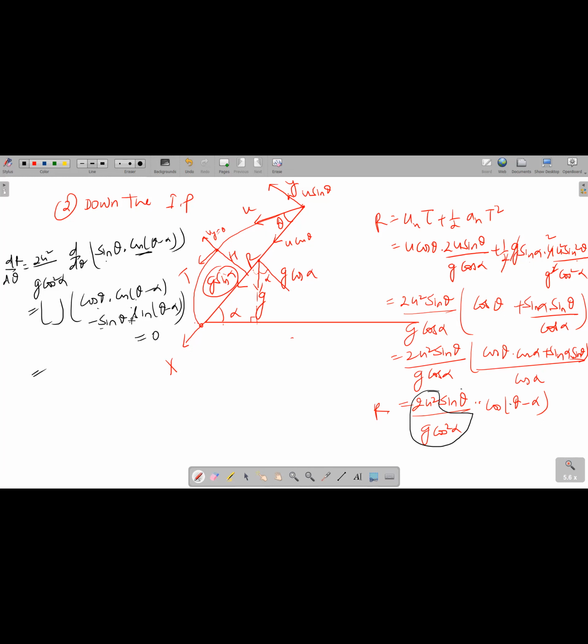cos A cos B minus sin A sin B, that is going to be cos of A plus B. So cos of A plus B is 0. This will become 0 when this angle is going to be 90 or an odd multiple of pi by 2. So this is 90. So theta is going to be 45 degrees plus alpha by 2. So up the inclined plane, theta has to be 45 minus alpha by 2 for maximum range. And down the inclined plane, theta has to be 45 plus alpha by 2 for maximum range. Note it down.